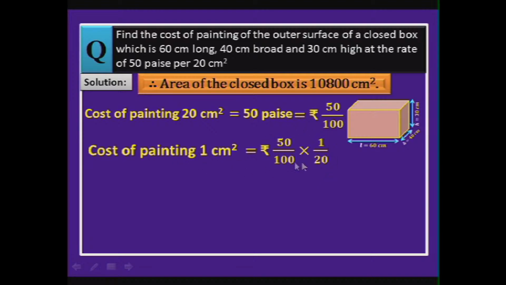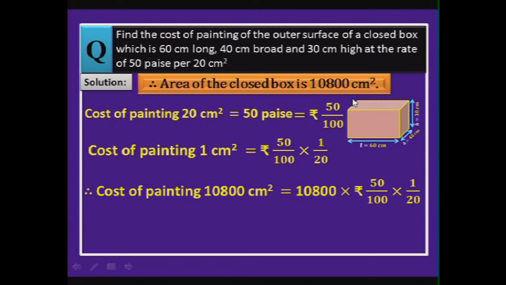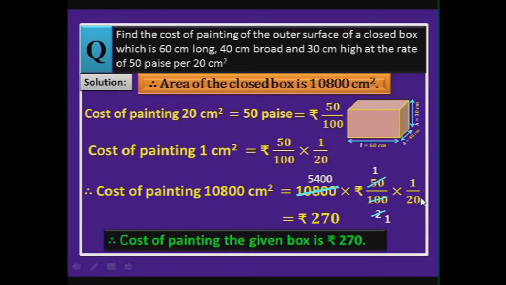Now, this is the cost per 1 centimeter square, but how many centimeter square do we have to paint? Yes, 10,800. Therefore, the cost of painting 10,800 centimeter square is given by 10,800 into this cost. Now, let us simplify this, children. 50 goes 1 time and 50 goes 2 times in 100, and 2 goes 1 time in 2 and in 10,800 it goes 5,400 times. Now, here 5,400 by 20. So, the zeros will get cancelled, 540 by 2 gives 270. That means the cost of painting the given box is 270 rupees. I hope you understood the problem, children.